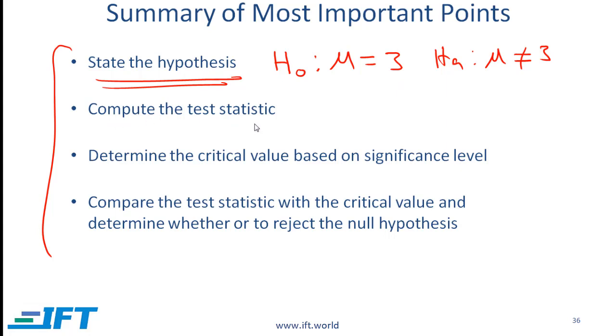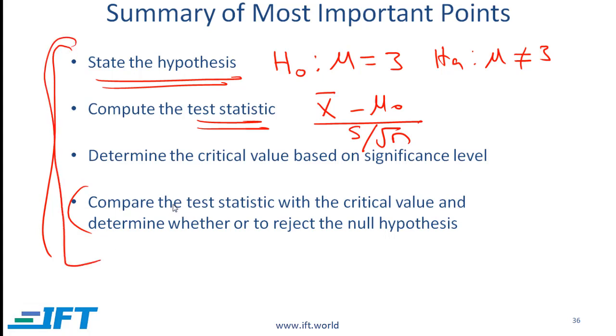You then compute the test statistic, and you must remember the formula for your basic test statistic related to the mean of a population. That is x bar minus the hypothesized value divided by the standard error, which is s over root n. You then determine the critical value, which is based on a significance level. You need to know where you can use the t-table and where you should use the z-table. You then compare the test statistic with the critical value and determine whether or not to reject the null hypothesis. This is the material that is absolutely essential for you to know.